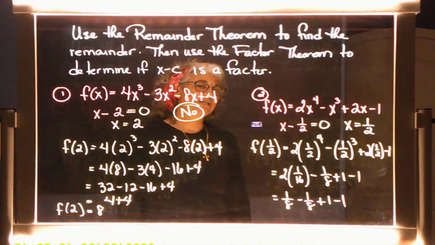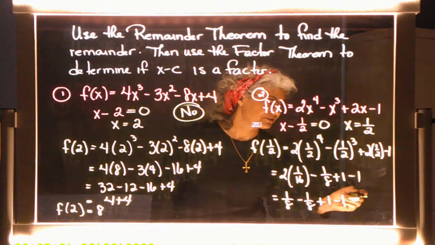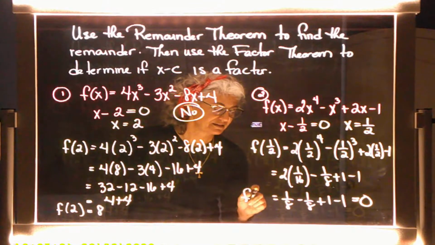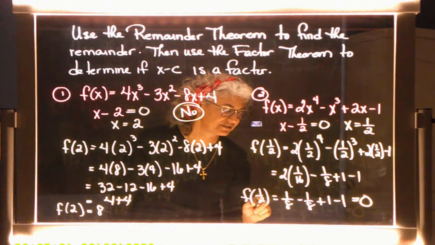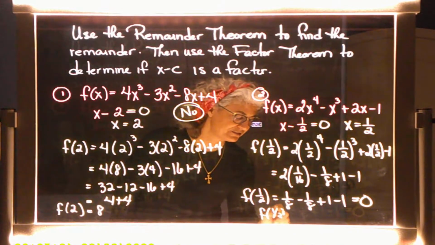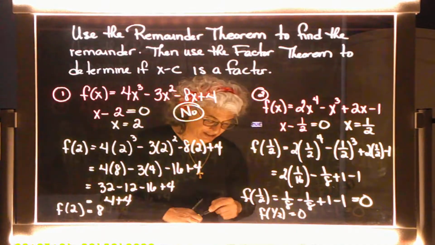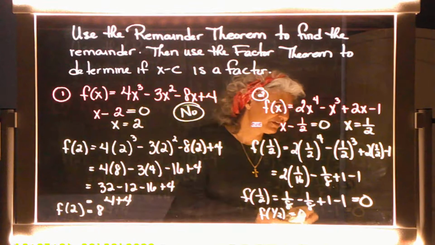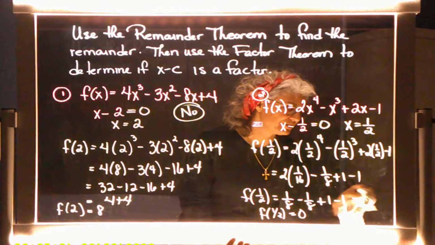Well, 1/8 minus 1/8, 0. Positive 1 minus 1, 0. So it looks like I get 0 here. So it looks like f of 1/2 is actually, if I have a little bit more room down here, yay, I do, I can write it. Looks like f of 1/2 equaled 0.